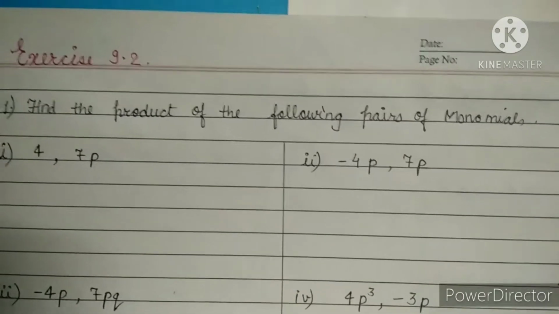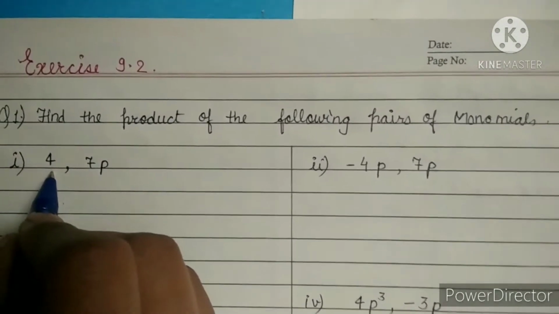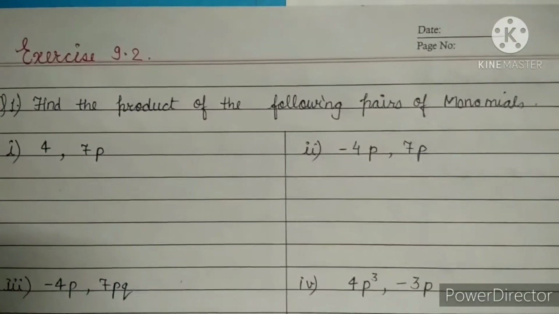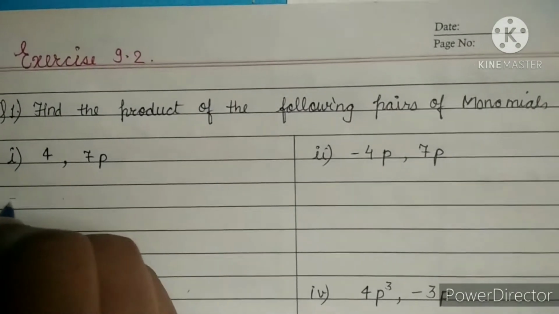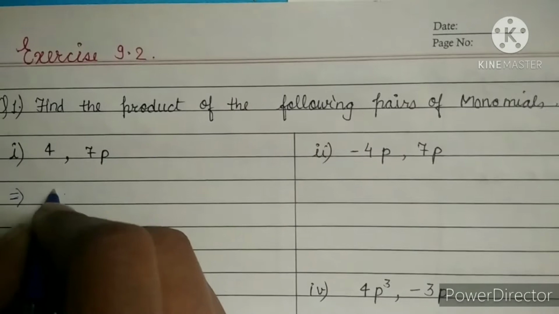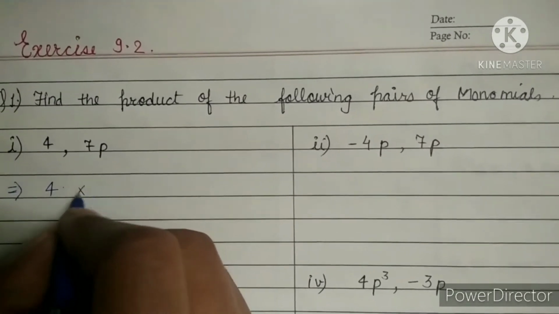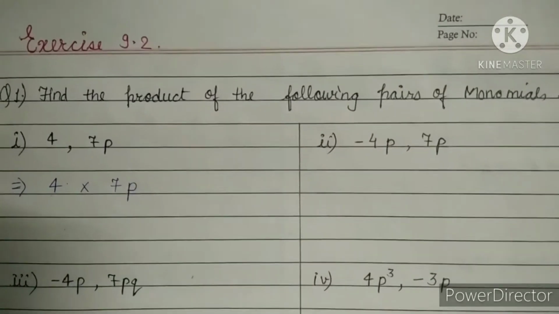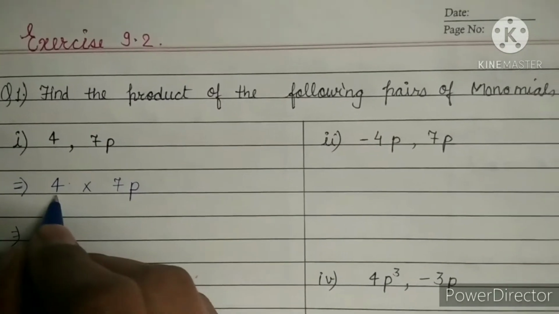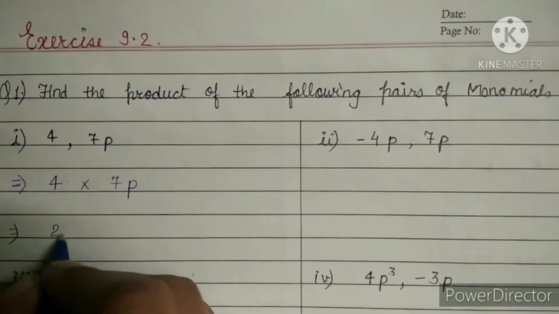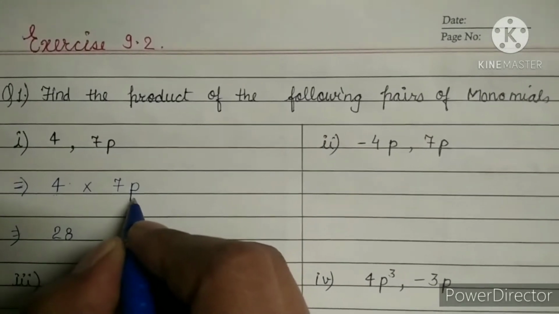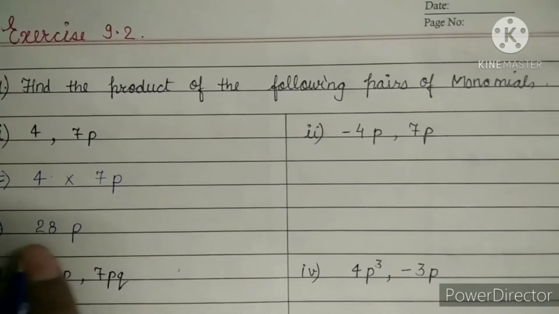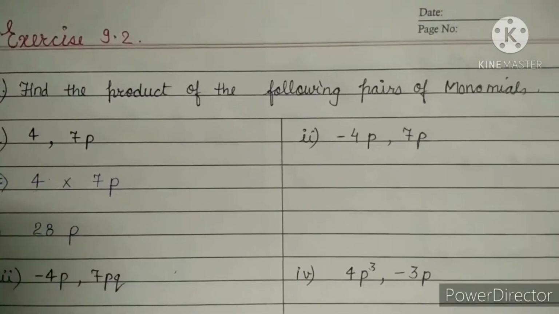In the first one we have to get the product of 4 and 7p. Product means we have to multiply. We have to multiply 4 by 7p. So 4 sevens are 28 and the variable will remain the same. So 28p will be the answer of the first one.